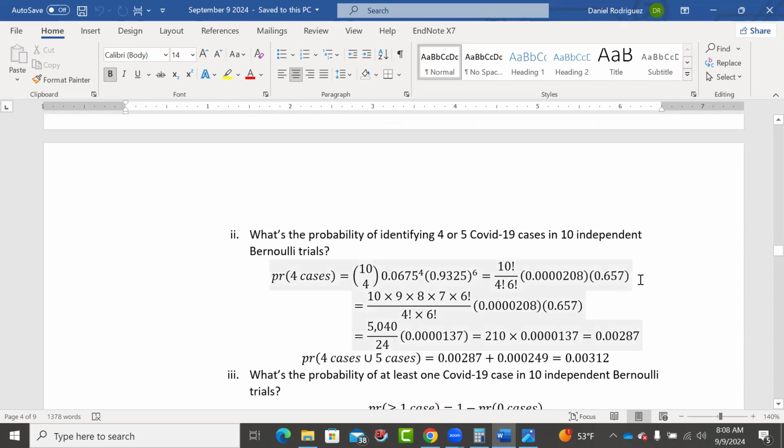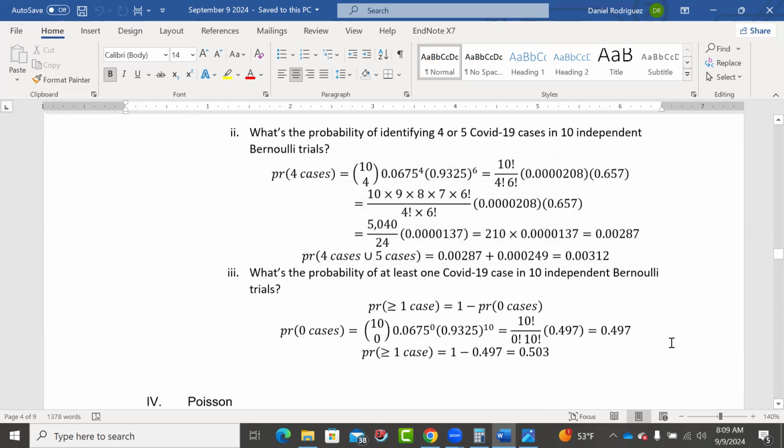Not very big. What's the probability of identifying 4 or 5 COVID-19 cases in 10 independent Bernoulli trials? Well, we already did the probability of 5. Let's do the probability of 4, because remember, either-or, we can add them together. We learned that in the probability axioms, right? The probability of either of 2 disjoint events can be added together to get the probability of either of the 2 occurring. So we do the same for 4 cases and we get 0.00287 or 0.287%.